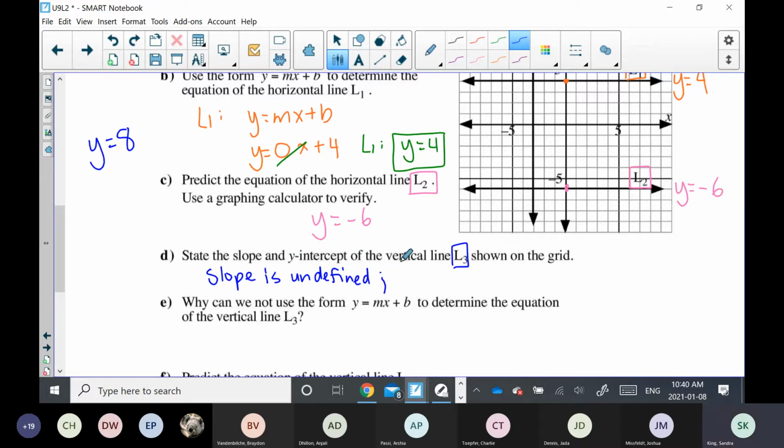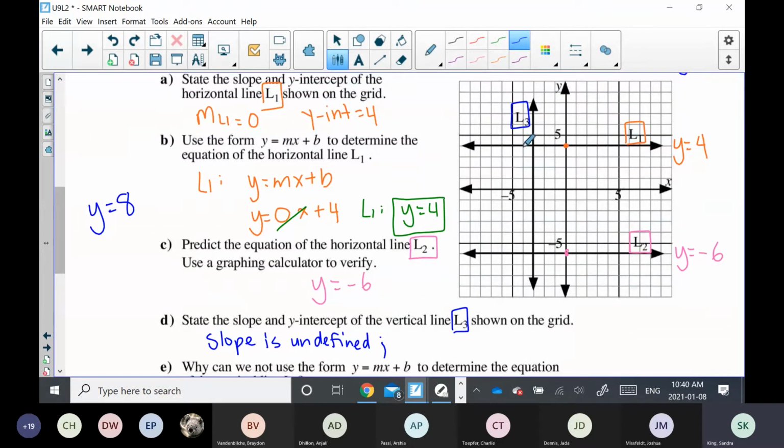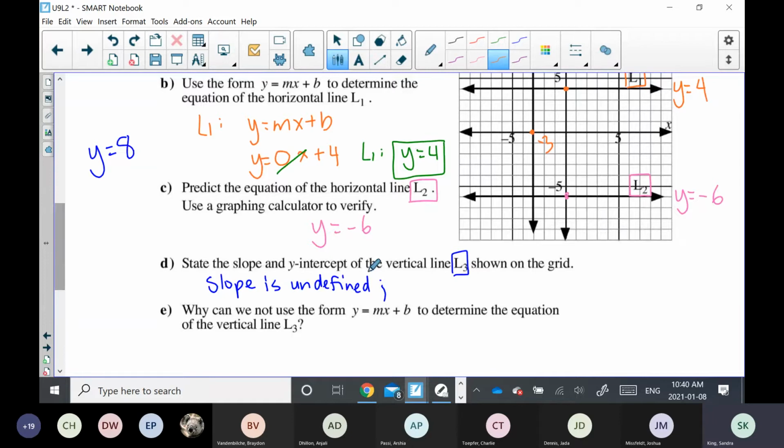Then it wants the y-intercept. So if you look and say to yourself, okay, what's the y-intercept? You'd say, well, this graph doesn't have a y-intercept, right? The y-axis is right here. It doesn't have a y-intercept. What this has is an x-intercept. So that would be -3, but that's an x-intercept. So we'd say, okay, the slope is undefined. We would say no y-intercept. So vertical lines don't have a y-intercept.